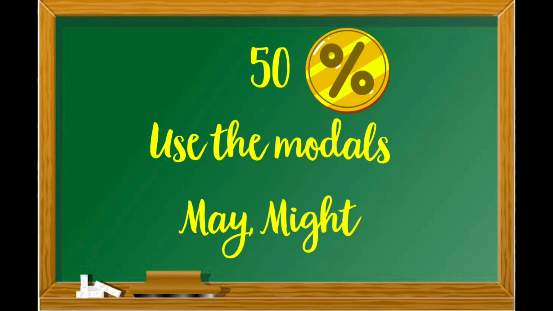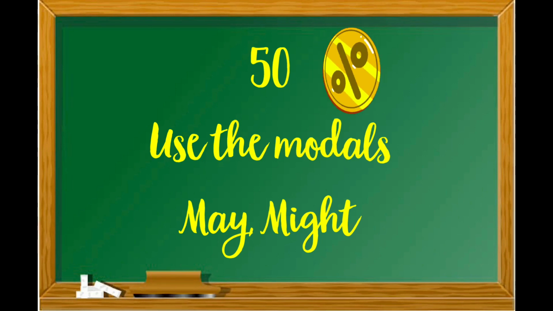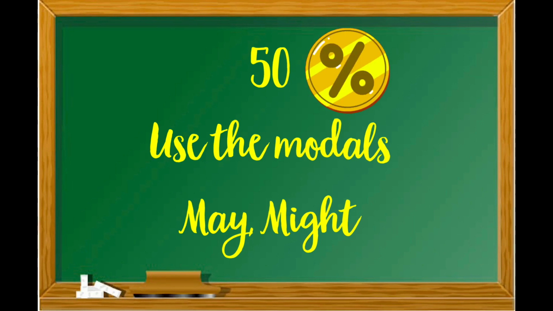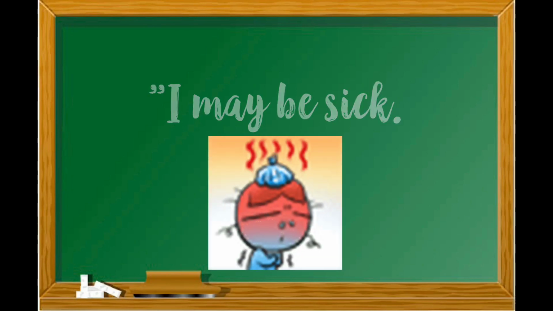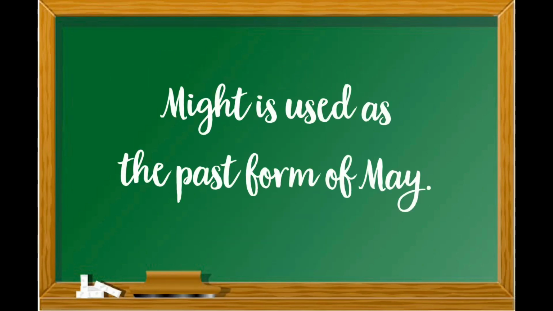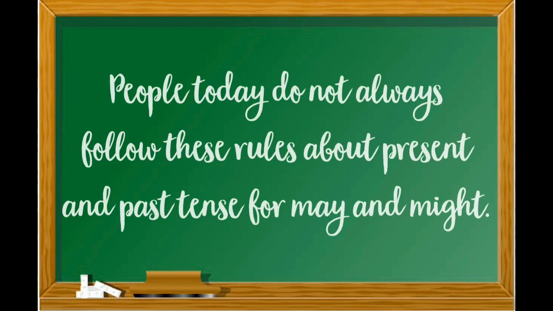When you are about 50% sure, then use the modals may or might. For example, I may be sick or I might be sick. Might is used as a past form of may. But people nowadays do not always follow these rules about present and past tense for may and might. You will hear both words to express the same degree of certainty.